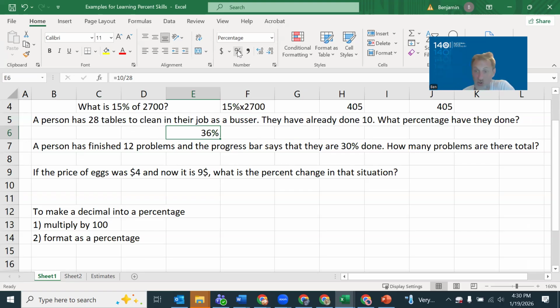Notice that it rounds it to a whole percentage. There are extra decimals back there. Again, that's what this other button is for. If I want to see more decimals, I can. So 36% is an approximation of what percentage done I am on this job.